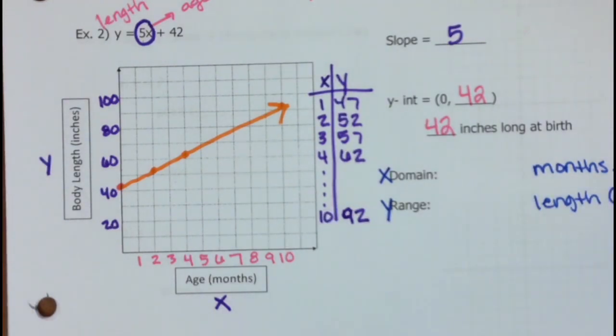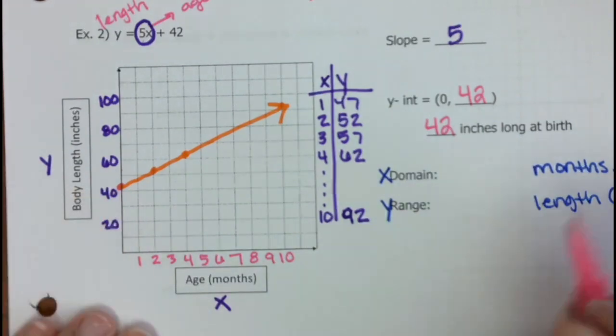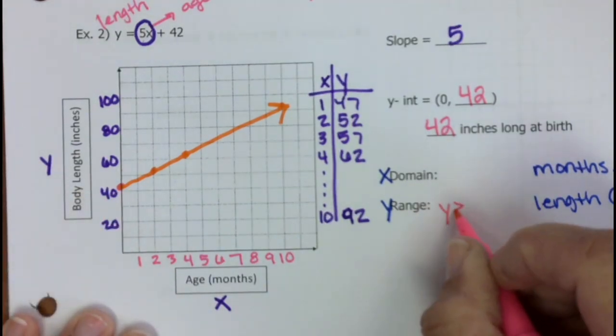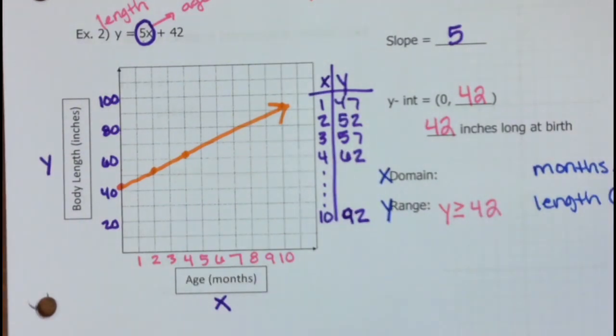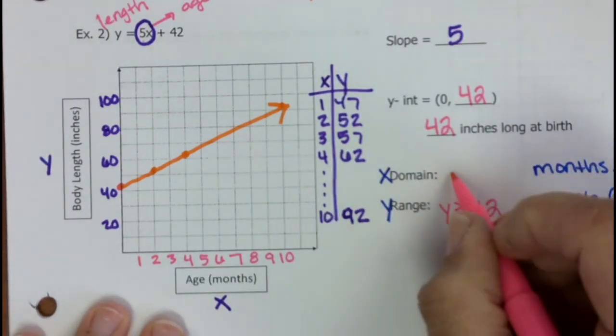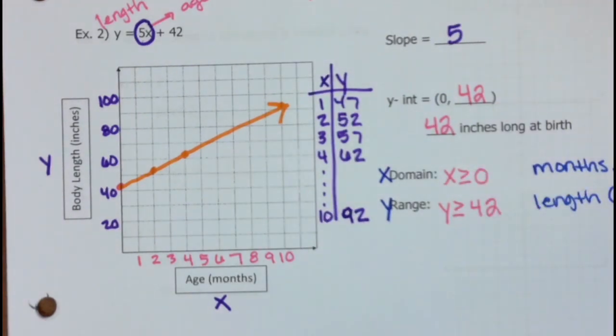Okay? So what would you give for the domain and range of this function, though? Let's start with the range. Where did it start? What y value did he start at? 42. And so we can safely say that it's going to be greater than or equal to 42. And then the domain, he started at age 0, right? So at birth, which would be age 0. Technically, there would be a limit if you're really talking about it, but it's okay.